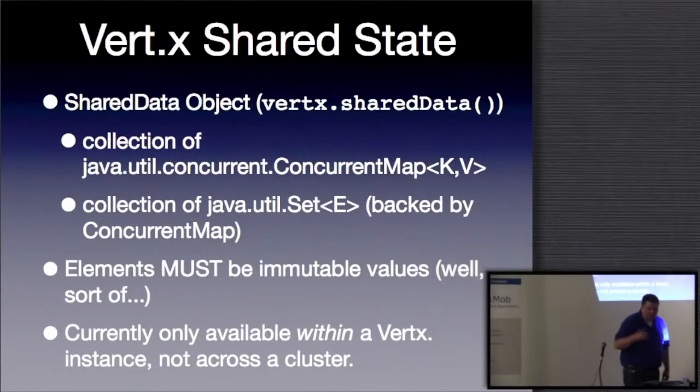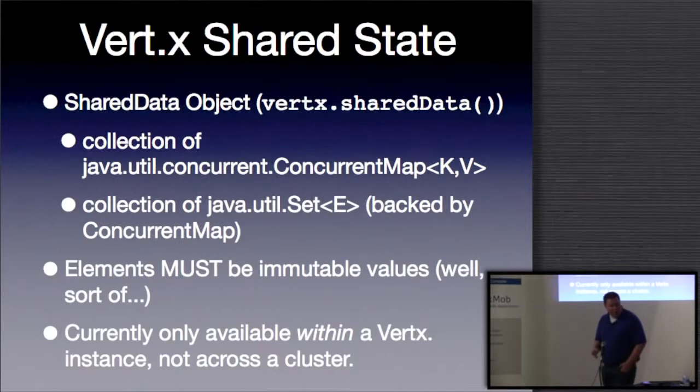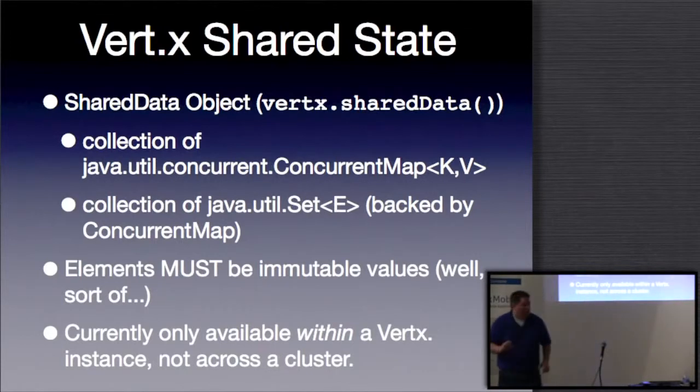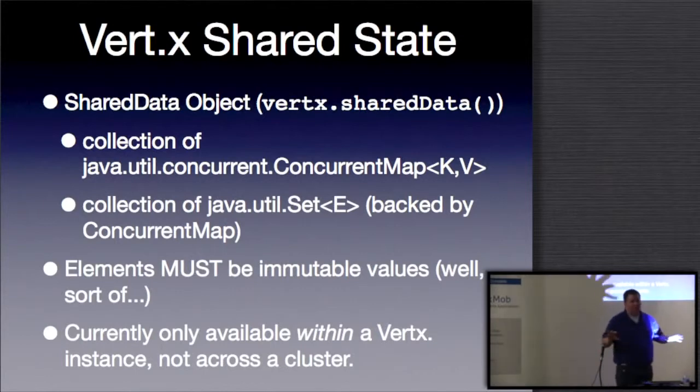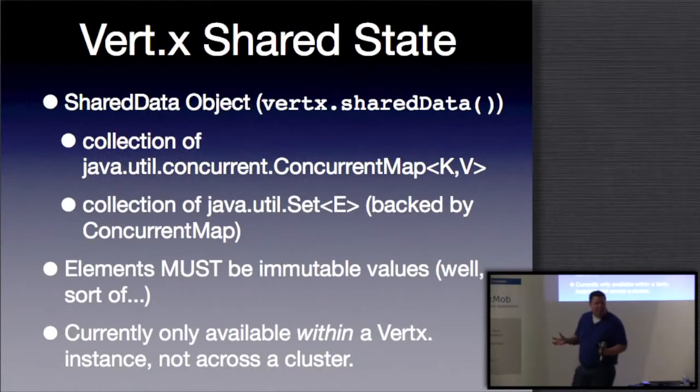And currently, this is only available within a Vertex instance, so a single JVM process. Right now, if I have a cluster, I cannot share data across multiple instances within a cluster. This is planned. Hazelcast supports this type of stuff, and so it's just a matter of it actually being implemented and tested and put into a release.